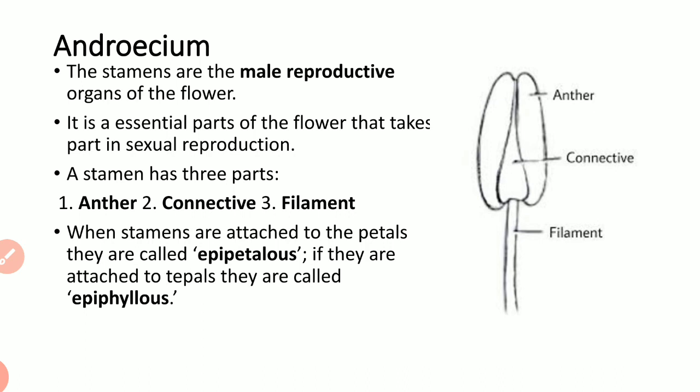The next concept is the tepals. Sepals, petals: when both are absent, then the flower is called a tepalous flower. There are just two parts, androecium and gynoecium. Then it is directly associated with the green leafy part, called the phyllus, hence epiphyllous.